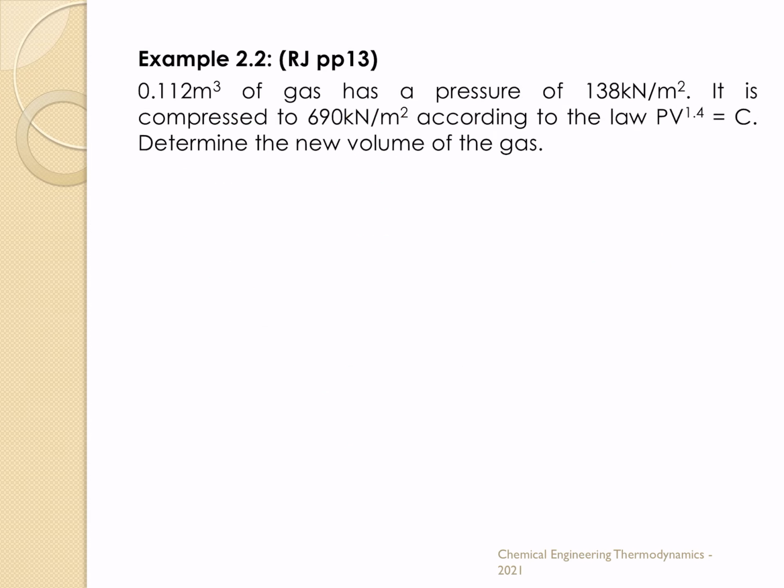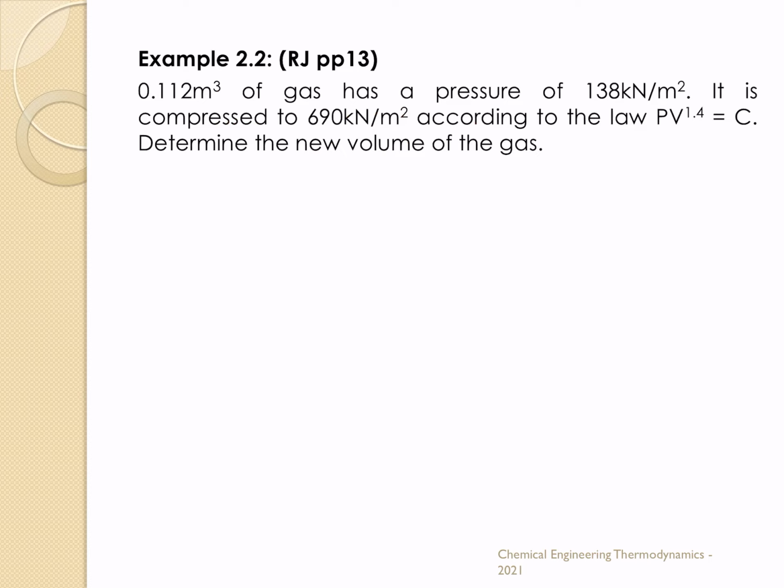So let's look at another question. This time around, it says 0.112 meter cube of a gas has a pressure of 138 kilonewton per meter squared. It is compressed. So previously we saw expansion. So this time around we are seeing compression. And also remember, it's not just about the compression or the expansion. You need to look at, is the pressure changing or not. So let's look at what is happening here.